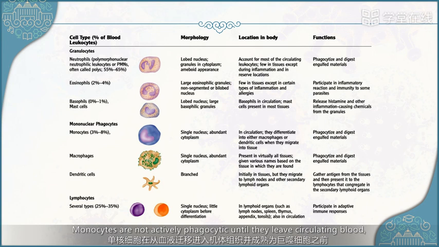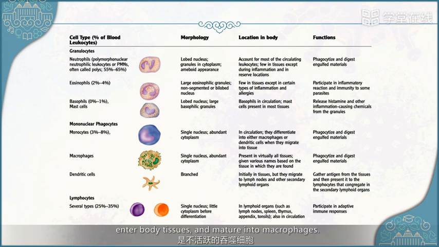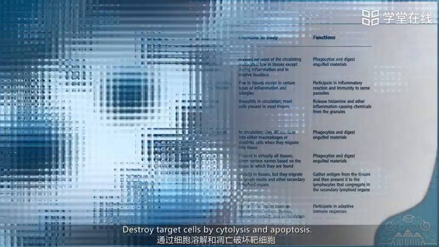Monocytes are not actively phagocytic until they leave circulating blood, enter body tissue, and mature into macrophages. Dendritic cells are especially abundant in the epidermis of skin, mucous membranes, the thymus, and lymph nodes. Dendritic cells destroy microbes by phagocytosis and initiate adaptive immune responses. Lymphocytes, which include natural killer cells, T cells, and B cells, destroy target cells by cytolysis and apoptosis.